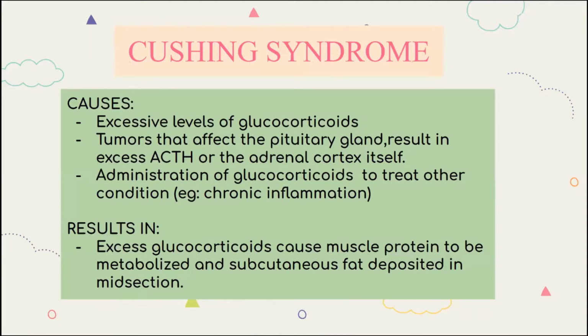So the next one is Cushing syndrome. It is caused by excessive levels of glucocorticoids, tumors that affect the pituitary gland, and also the administration of glucocorticoids to treat other conditions such as chronic inflammation, which then results in excess glucocorticoid causing muscle protein to be metabolized and subcutaneous fat to be deposited in the midsection.